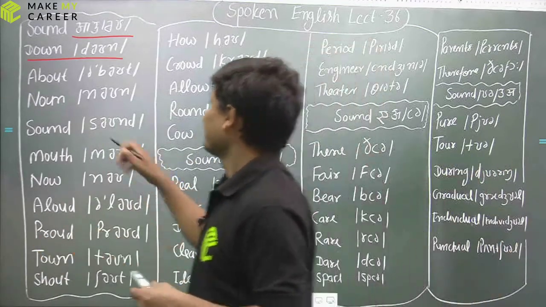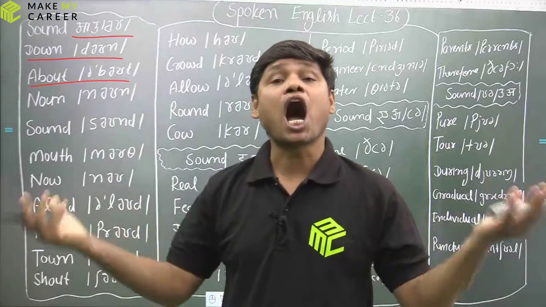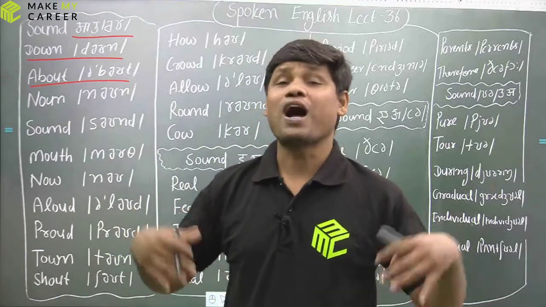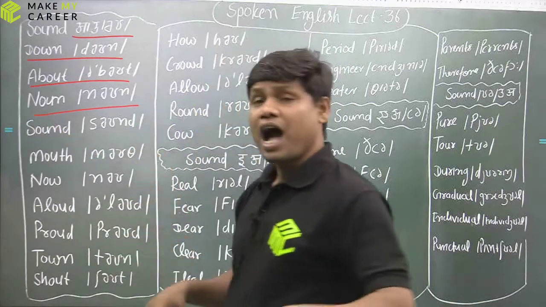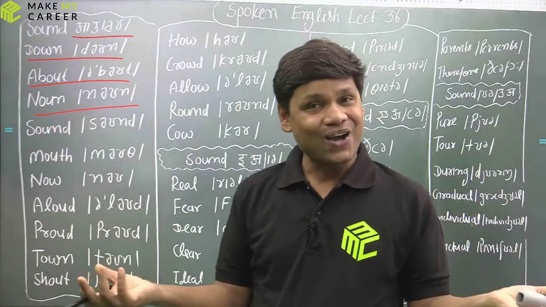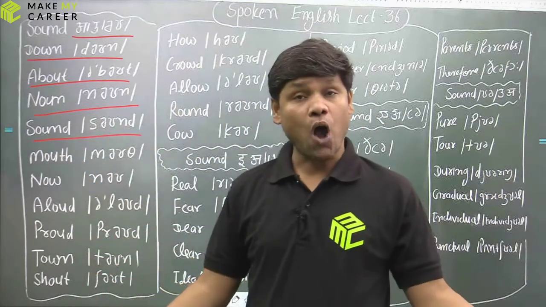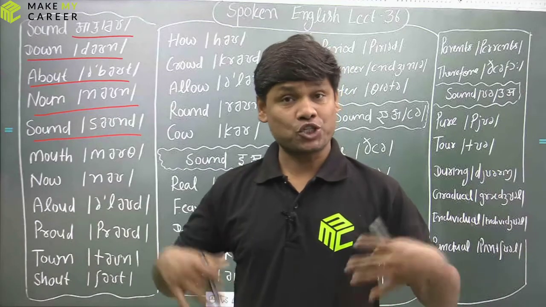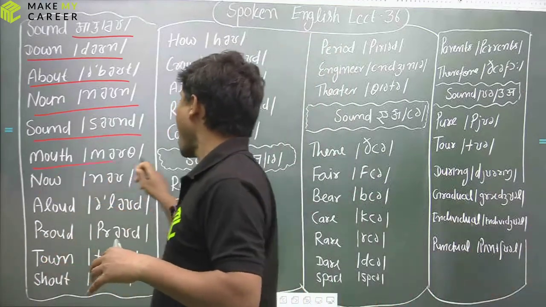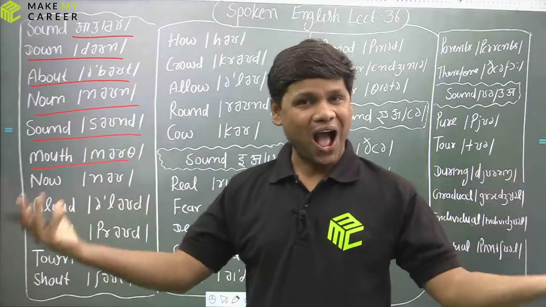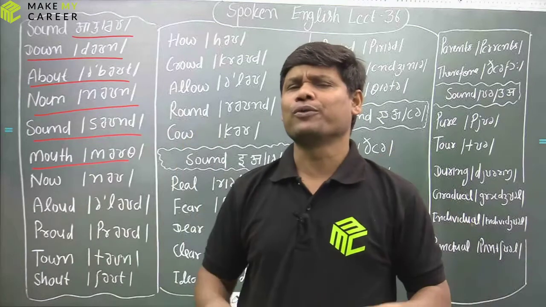Okay. All right. This is what, guys, about. Repeat after me. About. I want to know about you. Next one is noun. I am going to teach you noun. Right. Now sound. Sound. Don't make much sound. Next one is mouth. Open your mouth. Hello everyone. Open your mouth. Then you will speak good English.